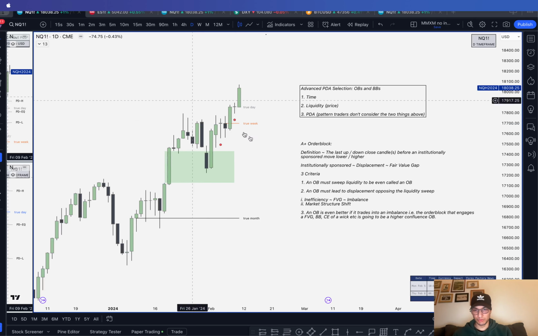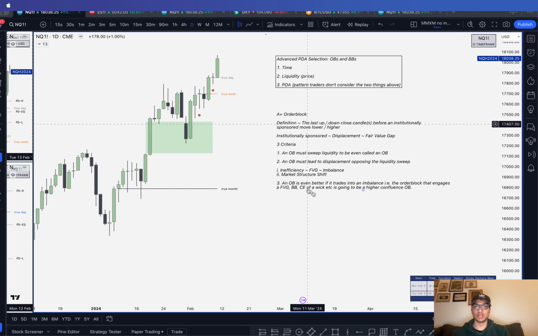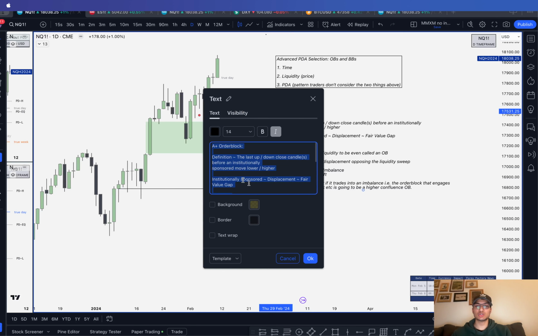All of this is deliberately done, including the SMT at the highs, including the repricing of this inefficiency with these down close candles, and then the creation of this propulsion block. But all we have to know for now is that does it meet our 3 criteria? This is where we become pattern-like and we look for things on the chart. Does it meet our 3 criteria? Yes. What you'll notice is that these criteria are the quick and dirty way to account for time and price.